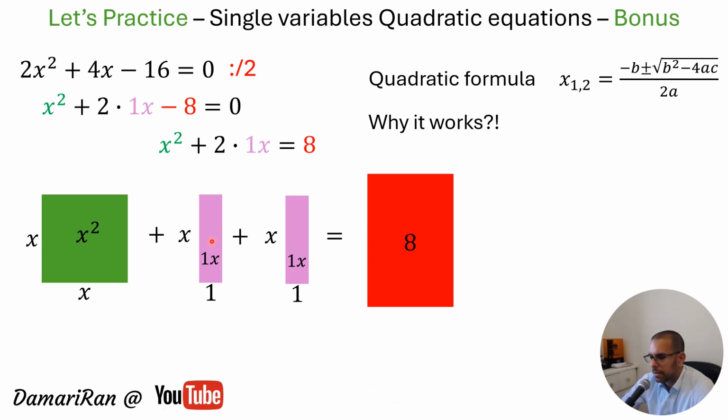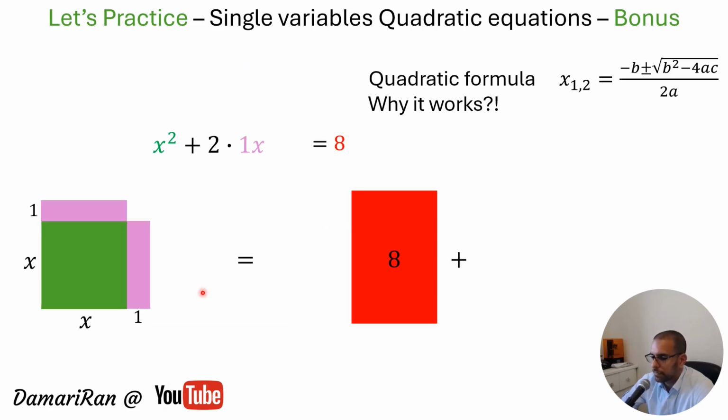Now let's take these 2 rectangles and put them on the square right here. After I do that, I get this situation. I have a 1 times x rectangle here, a 1 times x rectangle there, an x squared square here, and an 8 rectangle there. Forget about that plus, it's not important right now. I just moved things around, I didn't break the equality. It's still the same equality.